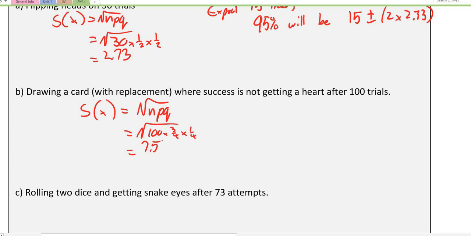Where do you get the fraction part from, like the 3 or 4? The chance of success is 3/4. What do we get? 18.75.